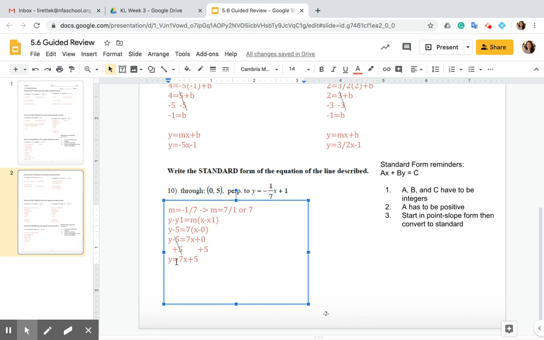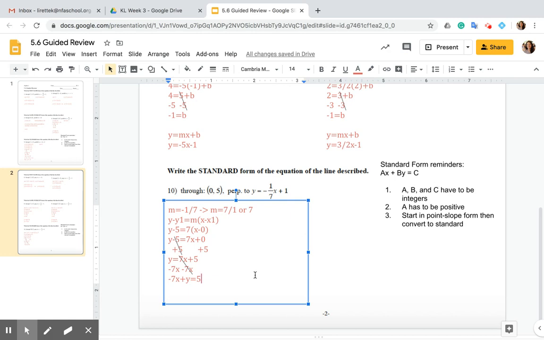Okay, now I need to get the x term over to the left. It's positive, so I want to subtract it from both sides. These are going to cancel. And I can't combine these. All I can do is put them next to each other. So that's what I'm going to do. -7x, y doesn't have a sign in front, so it's positive, equals, and all I have left on the right is a 5.